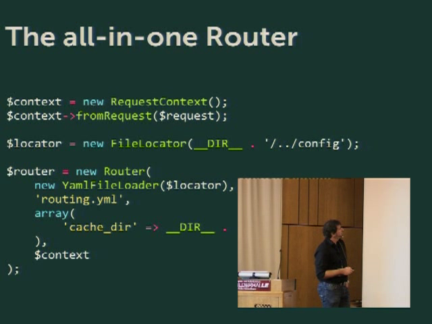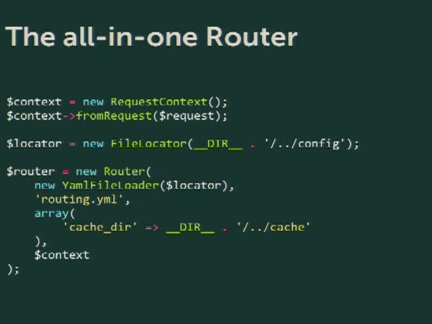It's simply called router. And you create that router by handing it over a file loader. That can be YAML, XML, whatever you like. In this case, it's YAML because that's a popular format. You give it the name of the configuration file you want to load, and a cache directory, because no matter what format you're using, if it's YAML or XML or even plain PHP, the routing component will compile that down to a single PHP class and be able to cache that, so not every request will have to reparse all the routing information.